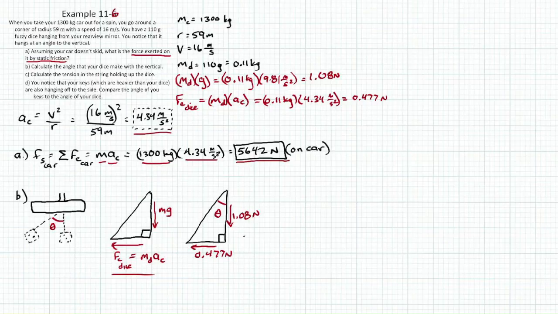we can do that fairly easily. So we want to find this angle, theta. Theta equals, well, we don't know. Well, we have an opposite and we have an adjacent. So if we remember our SOHCAHTOA, that would say that the tangent of theta would equal the opposite, 0.477 newtons, over the adjacent, 1.08 newtons. So theta would be the inverse tangent of that fraction.